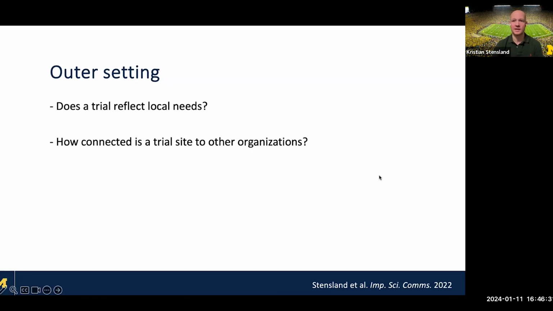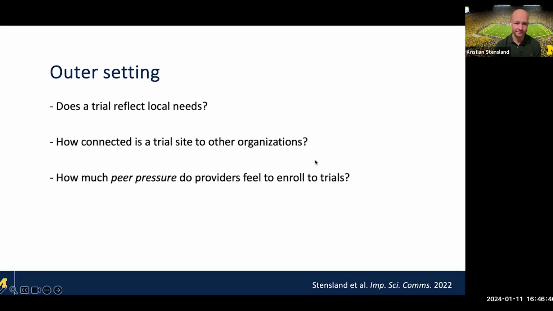Some other questions here might be how connected a trial site is to other organizations. And so this could be, for example, if I'm running a trial at the University of Michigan, how likely are people at Ohio State going to be to enroll patients to that trial as opposed to a trial that they're running? Other things can be things like peer pressure. So if all of my partners are enrolling lots of patients onto trials, then I may also feel the pressure to do that. But if you're in a setting where not a lot of people are enrolling patients on trials, you may be less enthused to do that.